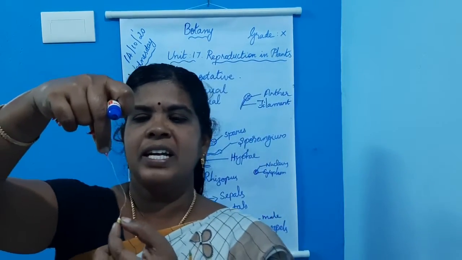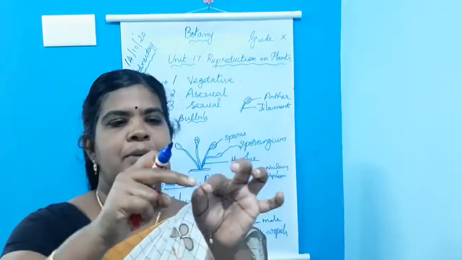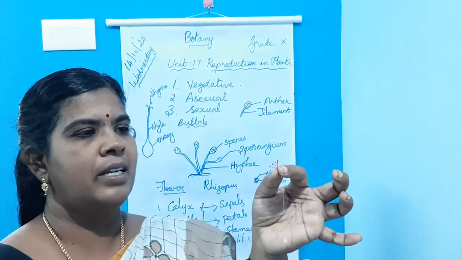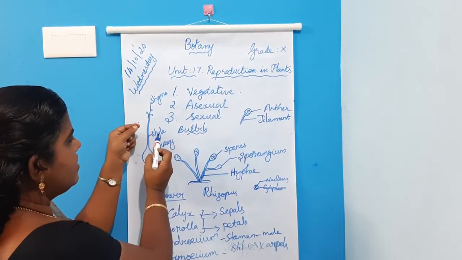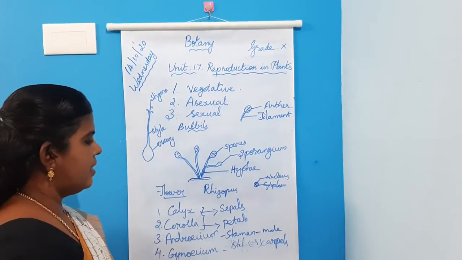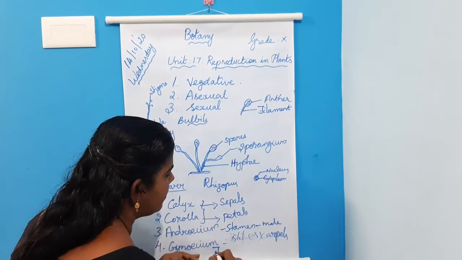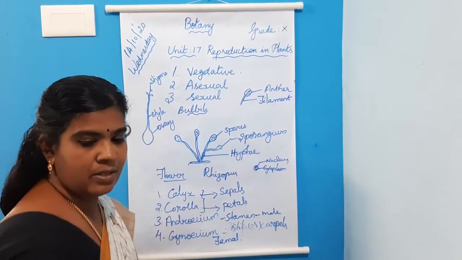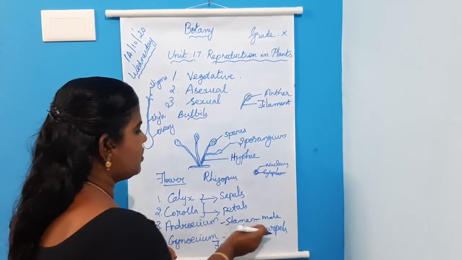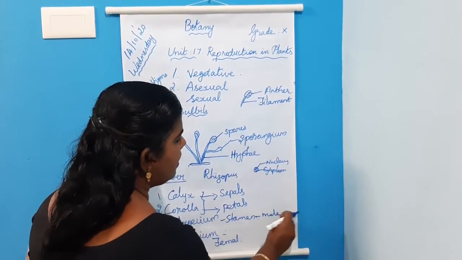It consists of ovary, style, and stigma. These are the parts of gynoecium. Okay, so what are the parts of gynoecium? Ovary, style, stigma. This is the female part of the flower. Gynoecium is the female part of the flower. Each flower's gynoecium consists of carpels or pistils.